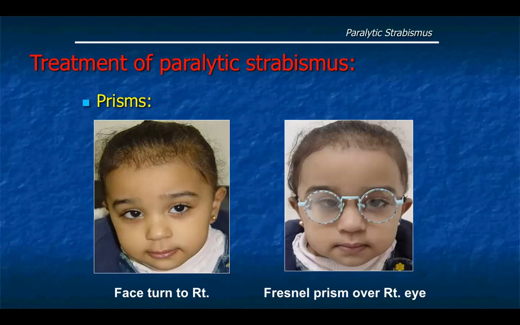This girl is acquiring a right face turn due to right lateral rectus paralysis, and when she was prescribed prisms, she straightened her head.